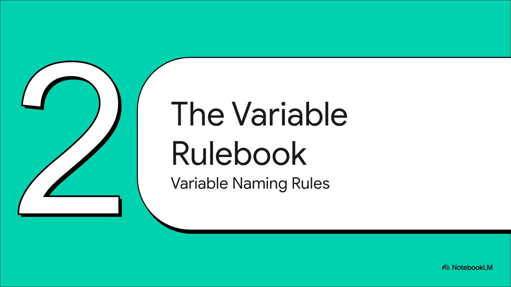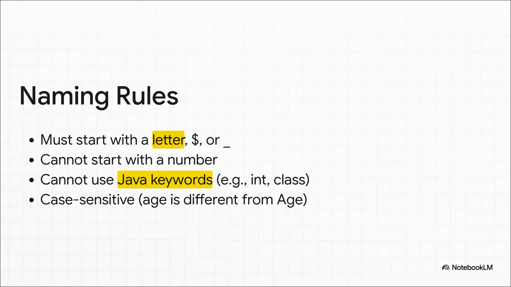Of course, just like any language, Java has its own set of grammar rules. And when it comes to naming these containers, there are a few things you absolutely have to get right. Okay, these are the big ones. Your variable name has to start with a letter, a $ sign, or an underscore. Super important. It can't, under any circumstances, start with a number. You also can't use special reserved words that Java uses for itself, like class or int. And this one's a real gotcha. Java is case sensitive. That means a variable named age with a lowercase a is a totally different box from one named Age with a capital A.